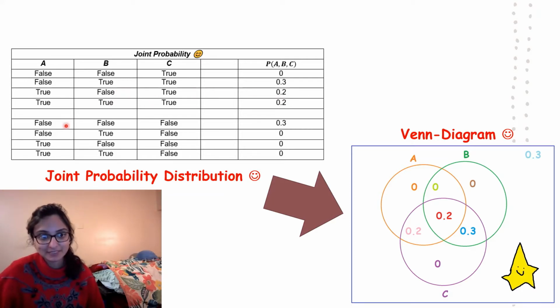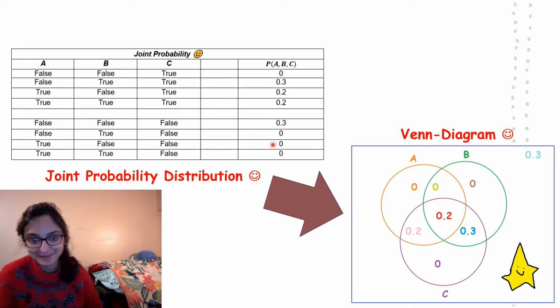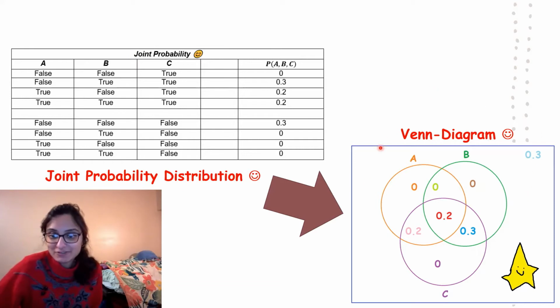The probability A is false, B is false, and C is false, so all three are false, is 30%. The probability A is false, B is true, and C is false is 0. A is true, B is false, and C is false is 0. It doesn't happen. And A is true, B is true, and C is false is 0 as well, so it doesn't happen at all either. So how do we go from this joint probability distribution table to the Venn diagram representation?